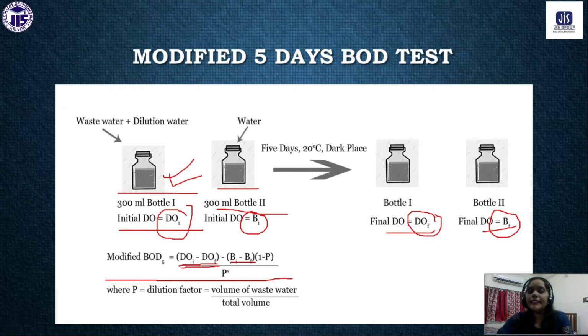As you can see in the formula, we are subtracting the BOD of the water from the total BOD. Understand? Into 1 minus P, again divided by P. P is the dilution factor, and you know that P equals the volume of wastewater divided by total volume. So this is the whole schematic diagram of the modified 5 days test. This we have already discussed, and this is the recapitulation of the previous topic.